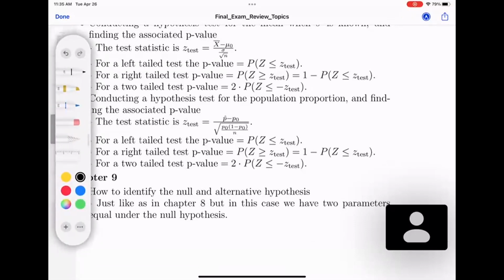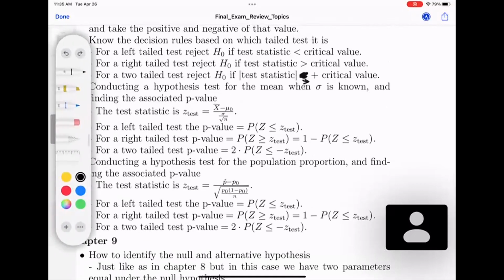guess I'll write the formula down. Okay. What was the t-test statistic? How do you find it? X bar minus mu naught divided by what? Yeah, S over the square root of n. So that's the t-test statistic.